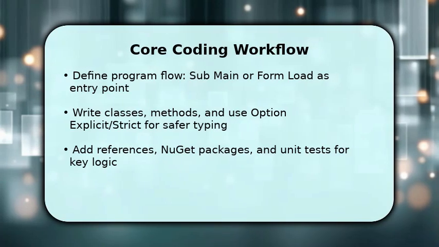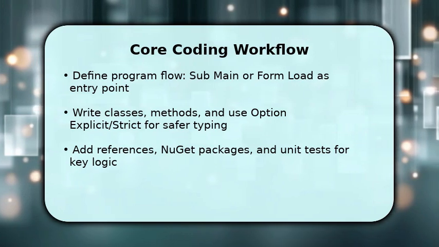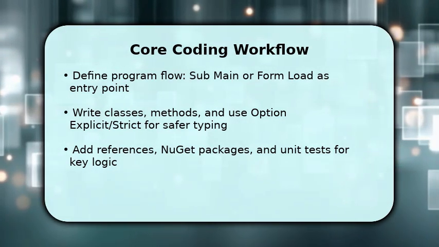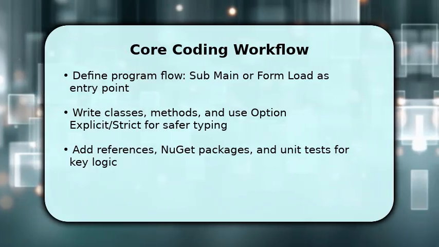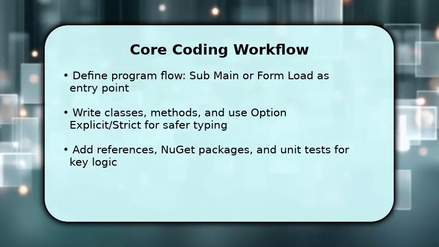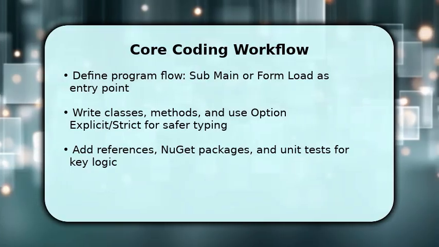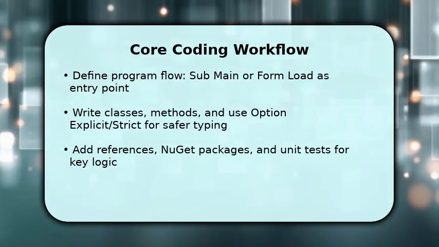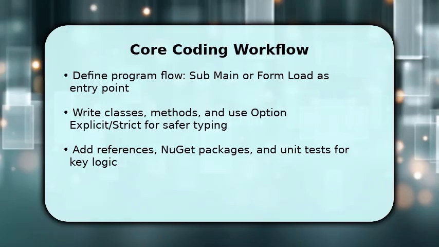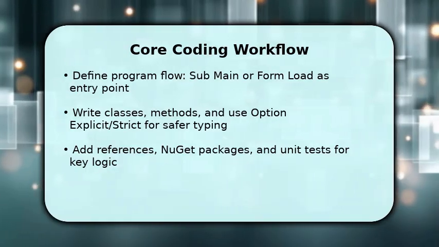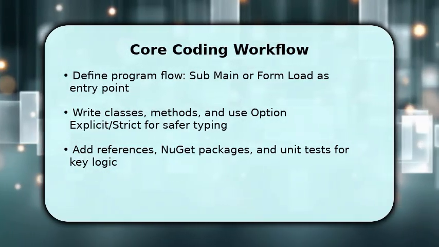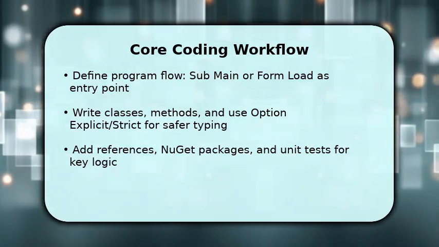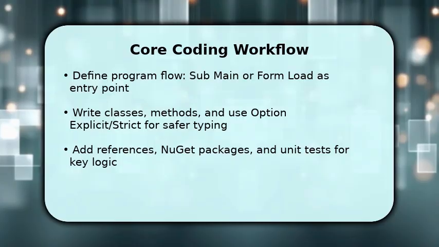You now implement the program logic and structure. Start with the entry point, Sub Main for console apps or Form Load for UI, then outline classes and methods that map to features. Use Option Explicit and Option Strict to catch type issues early. This reduces runtime surprises. Once your core methods exist, wire up events or command handlers, add necessary NuGet packages, and create unit tests for critical functions so you can validate behavior as you iterate.